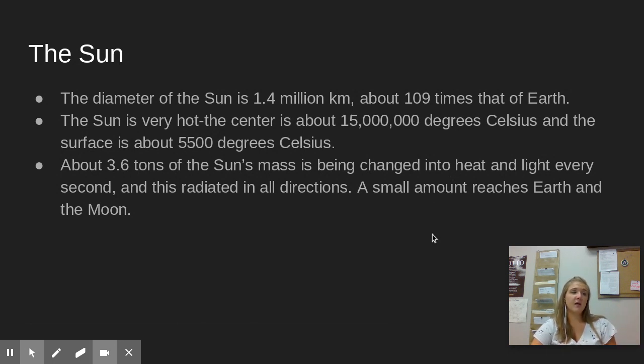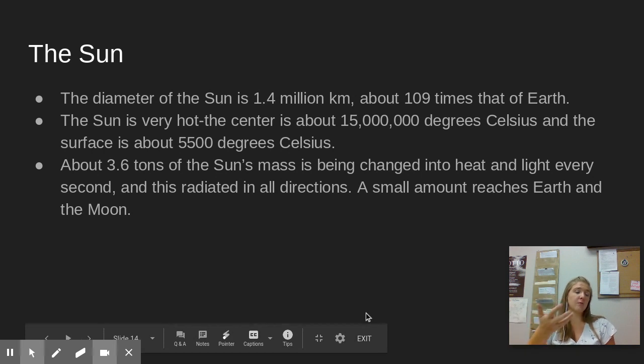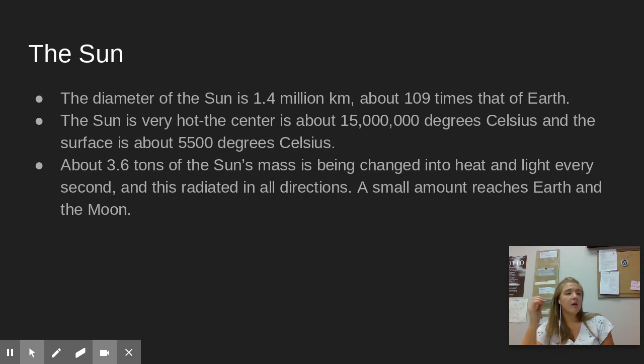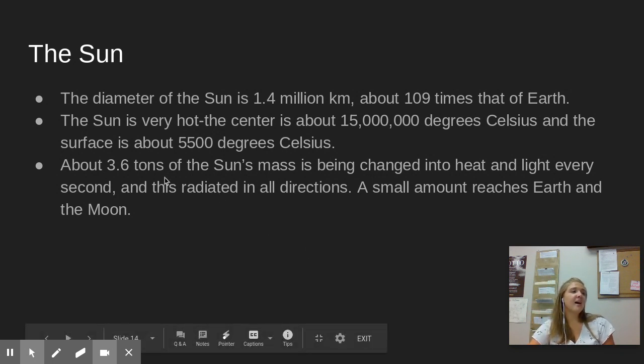So in fact, even if we were to try and travel to the sun, we would burn up before we even get there, because obviously the closer we get to the sun, the more intense the heat is, and we would not make it very far at all. About 3.6 tons of the sun's mass is being changed into heat and light every second.